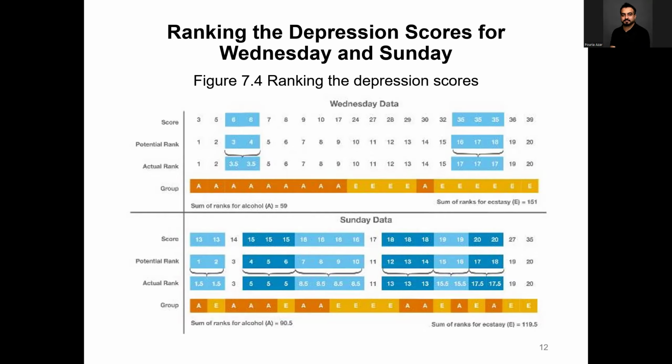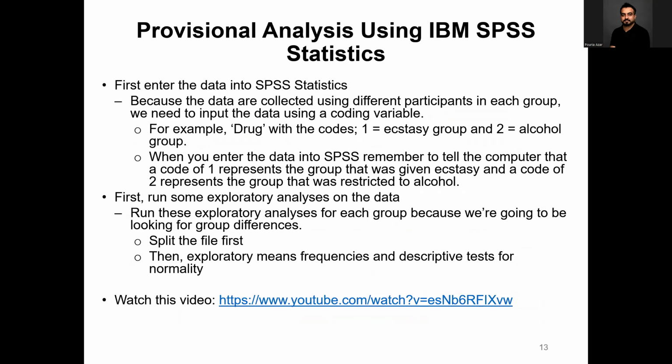So this is how I rank data for the first group, which is my Wednesday data, and then I have the Sunday data. Then I rank it again, just like above. Then I compare these two together, and that gives me the test statistic and the p-value. By looking at the p-value, I would say whether there is a significant difference between groups or not. So this is how a non-parametric test works.